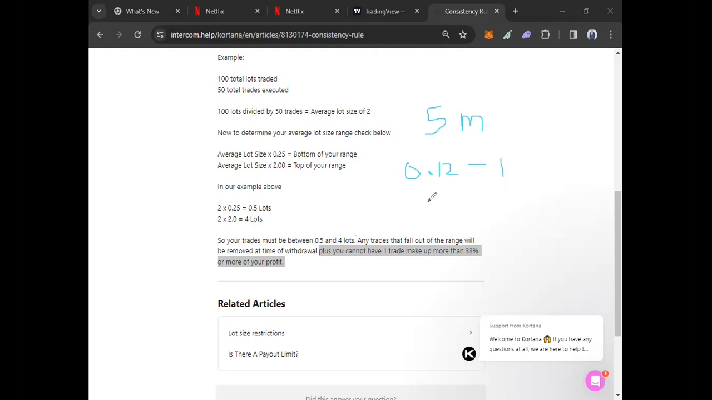Then, when you make profit on a trade, one single trade means you buy EURUSD, buy. You buy USDJPY, sell. You sell USDJPY. You buy gold. One single trade must not make 33% of the profit.